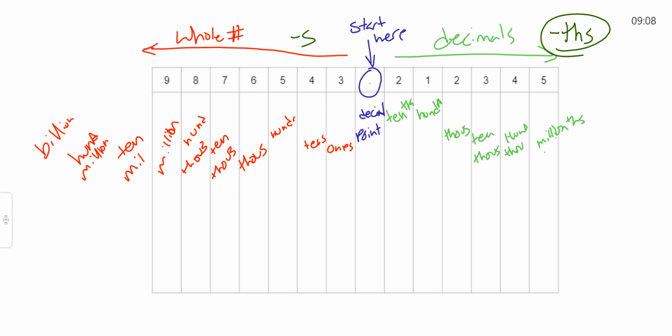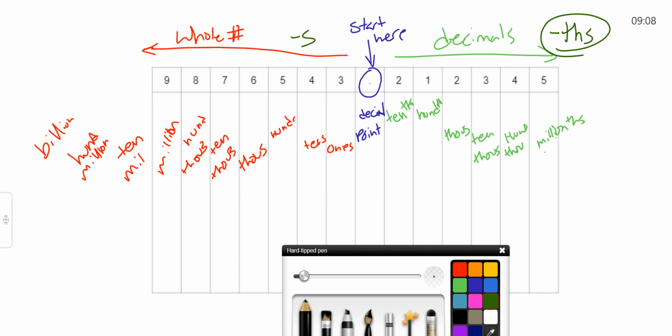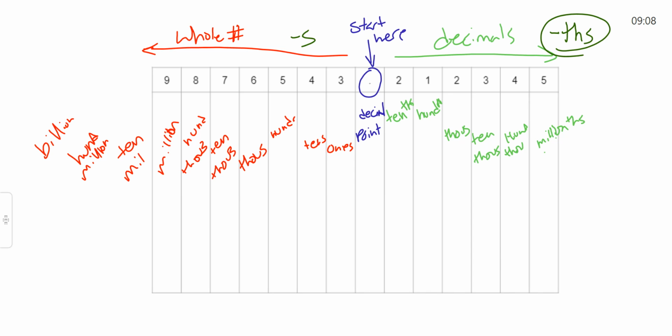Now, remember those 10 frames we were looking at earlier? We made a comment that it took 10 ones to make 1 ten. So 1 times 10 would give me 10. And then we said it would take 10 tens to make 100. It would take 10 hundreds to make 1,000. So 100 times 10 gives me 1,000. And these are all times 10.